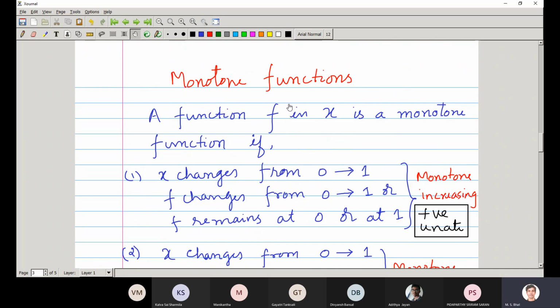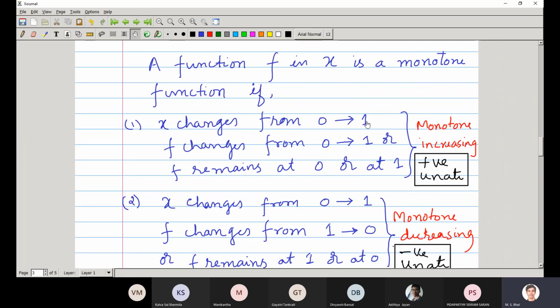Then we will look at what are known as monotone functions. A function f in x is a monotone function if x changes from 0 to 1.